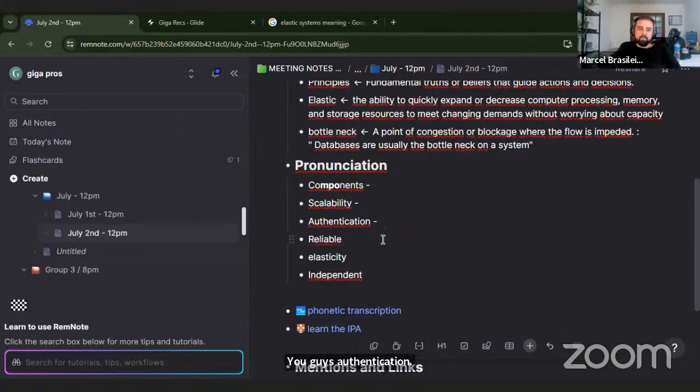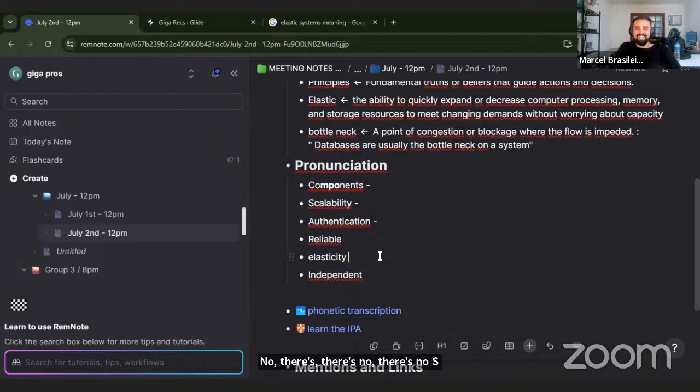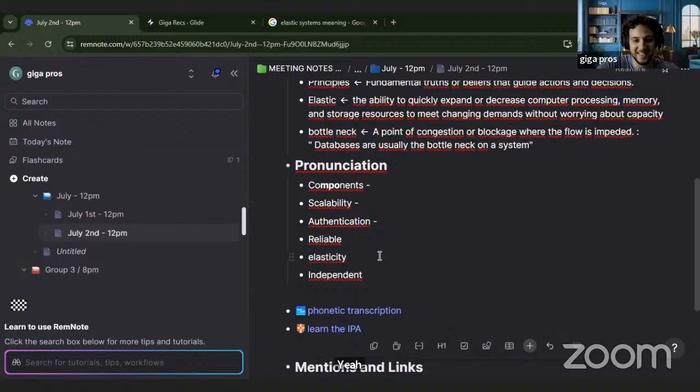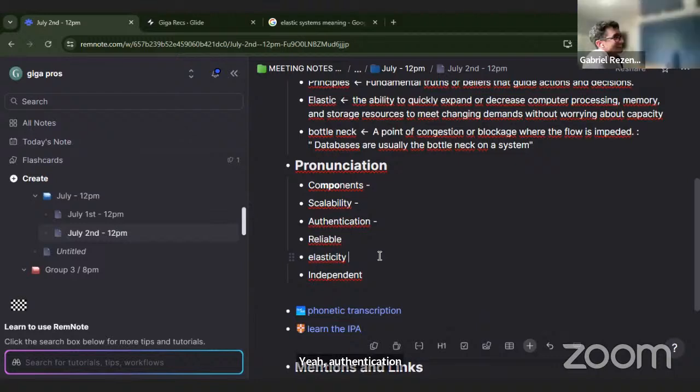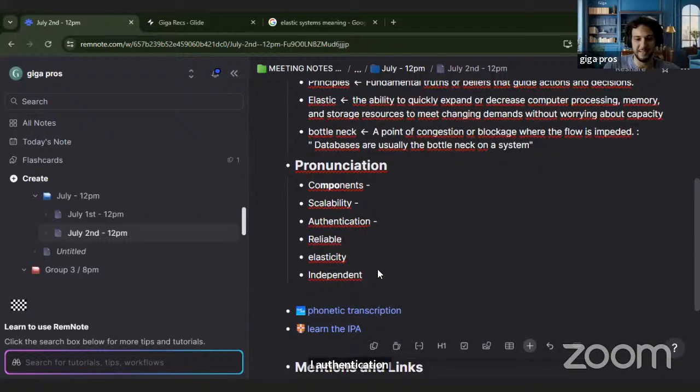Reliable. Reliable. Reliable. Elasticity. Elasticity. And independent. Independent. Perfect.